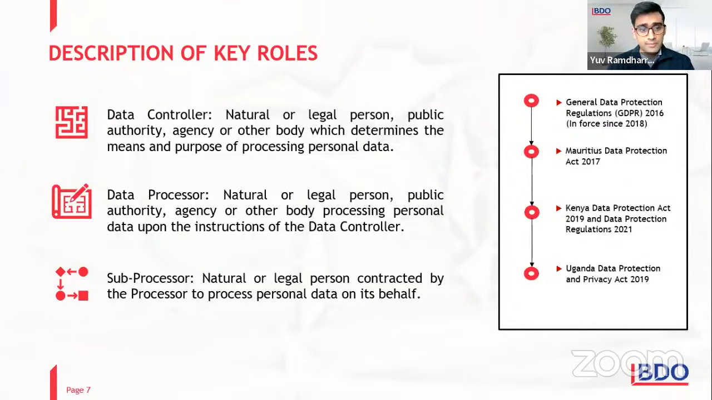So here we have the data controller and the data processor. And then you also have the sub-processor. The sub-processor is any natural or legal person who is contracted by the processor to process personal data on its behalf. So you see there is a chain of command here, starting from the data controller, who is really, let's say, the one who holds the data and is responsible for the personal data, and then they give instructions to the data processor to process the personal data, and then the data processor can also contract another processor, the sub-processor, to process personal data on their behalf.